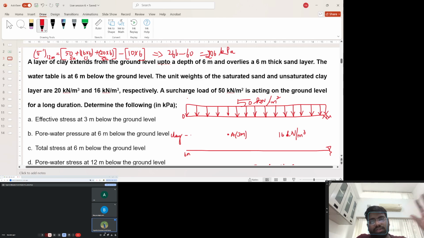The change in levels of the river or lake, whatever the water body is present, does not matter. So that is one of the important observations. And third observation is the difference in effective stress between with surcharge and without surcharge is the surcharge load only.